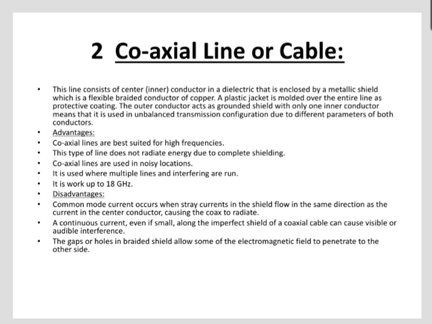conductors. Advantages: coaxial lines are best suited for high frequencies. This type of line does not radiate energy due to complete shielding. Coaxial lines are used in noisy locations. It is used where multiple lines and interfacing are run. It works up to 100 gigahertz.